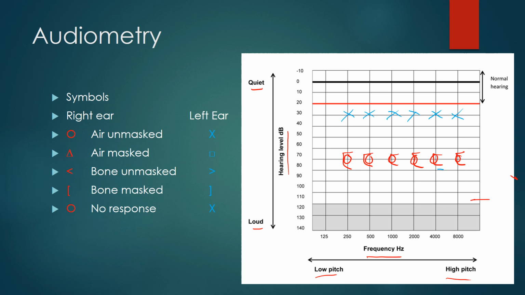For example, glue ear in children is expressed as a fairly mild to moderate conductive hearing loss in these lower frequencies here, but it would preserve the higher frequencies. So, that's one example.